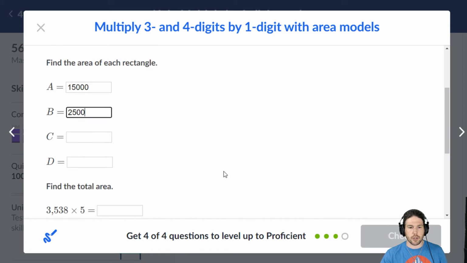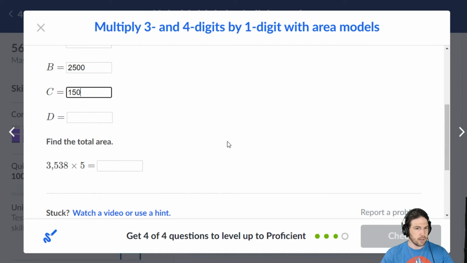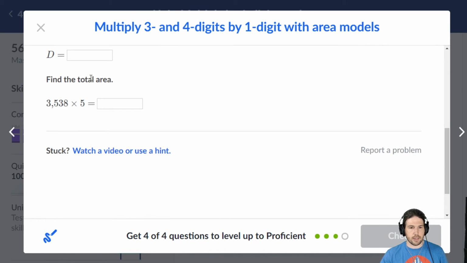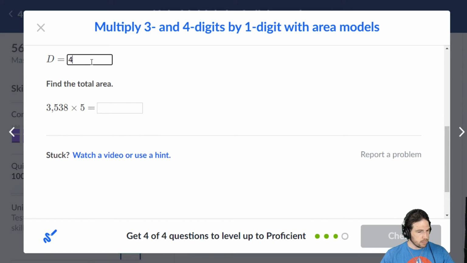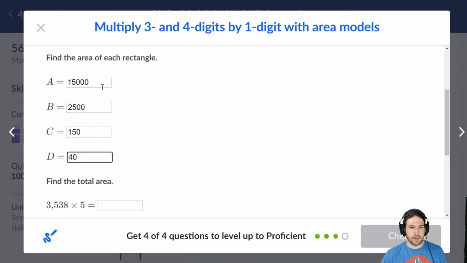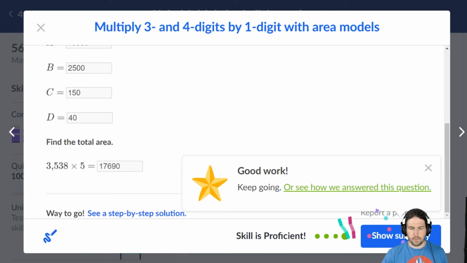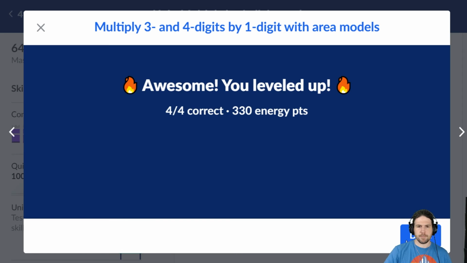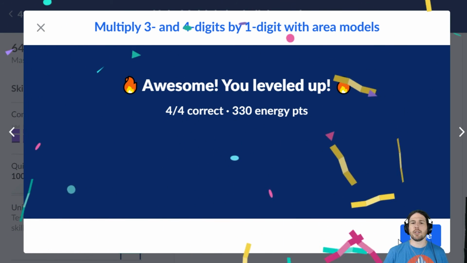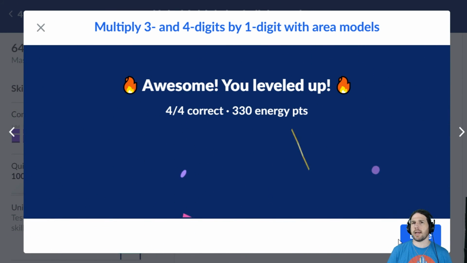5 times 30 is 150. And then 5 times 8 is 40. Okay, so we get 17,500, 17,650, 17,690. Boom, done and done. So that is using area models to multiply numbers together.